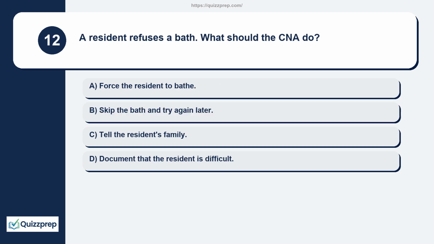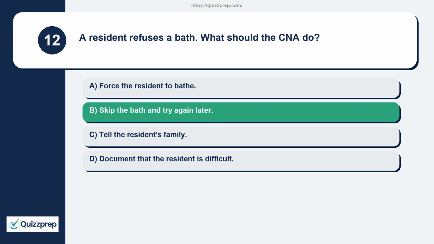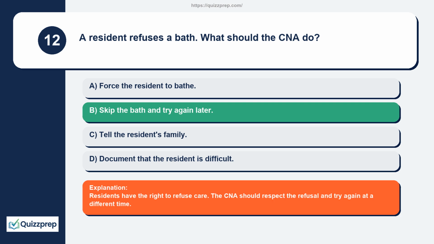Question 12. A resident refuses a bath. What should the CNA do? Force the resident to bathe. Skip the bath and try again later. Tell the resident's family. Document that the resident is difficult. Residents have the right to refuse care. The CNA should respect the refusal and try again at a different time.